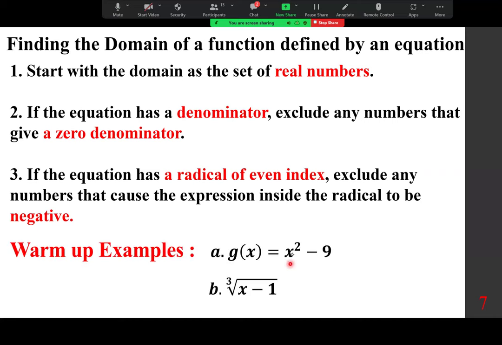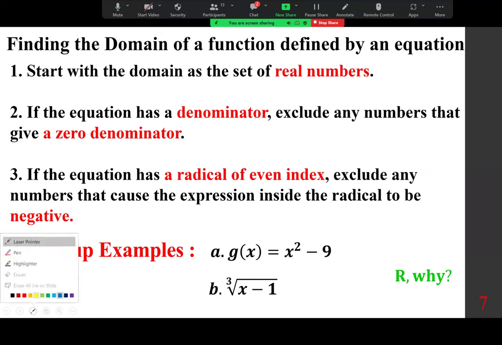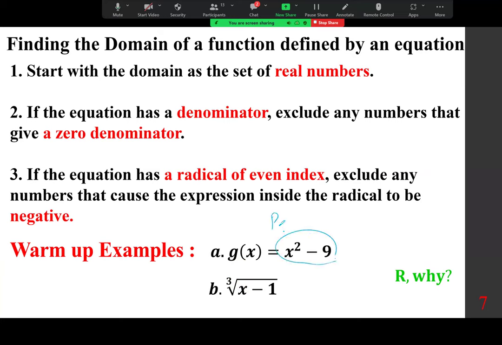So here's a warm-up example. If you look at the first one, g of x equals x squared minus 9. If you look at the second one, cube root of x minus 9, minus 1. What is the domain? It's all real numbers. Why is that? This is considered, as you recall, a polynomial of degree 2. Any polynomial has a domain that is all real numbers.